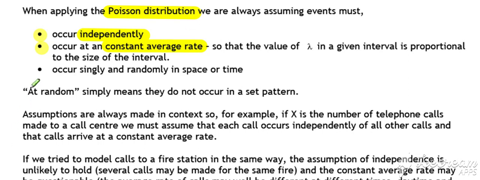If you're ever asked to explain what events occurring at random means, then it simply means they don't follow any sort of fixed pattern. So the occurrence of the events do not occur in a set pattern. That's cropped up once or twice before in an exam situation. Just like with the binomial, always make assumptions in context.